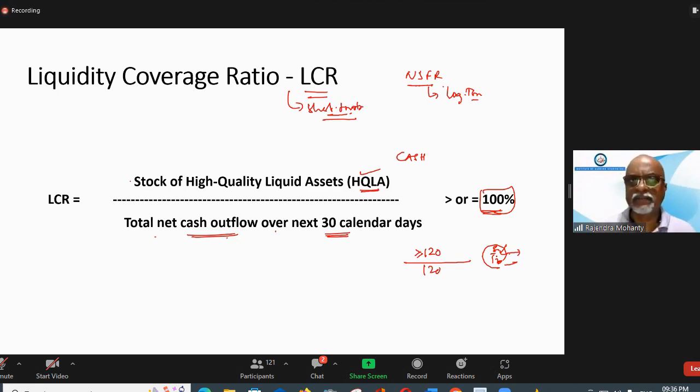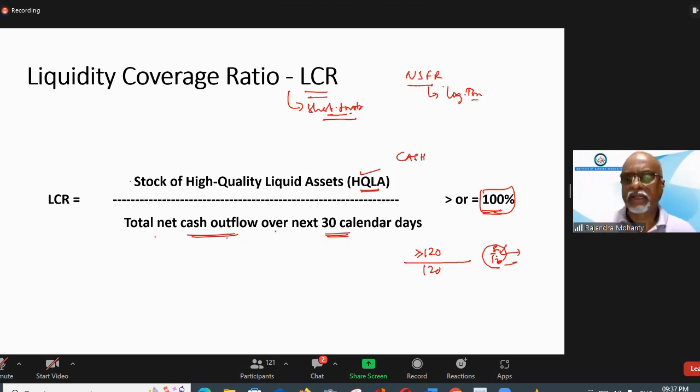That means the stock of HQLA would enable the bank to survive until the 30 days stress period. If it is there, it can easily absorb that. The logic behind the 30 days is that at the end of that period, it is assumed that appropriate corrective action can be taken by the bank for the next 30 days to control the crisis.